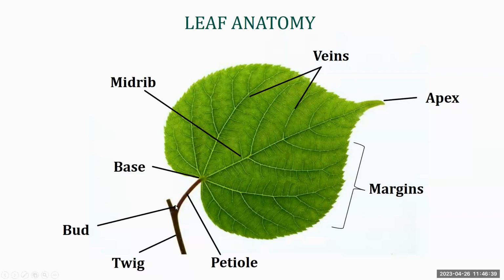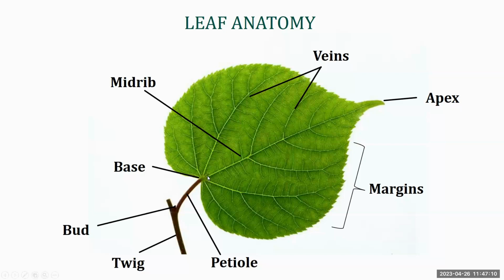Connected to that twig, we have our bud, and a bud on a plant is where that leaf develops from. Connected to our bud, we have our petiole, this piece of tissue right here. Our petiole is a thin stalk that attaches the leaf to a stem. Our base of our leaf is right here, where that petiole connects to the leaf tissue.